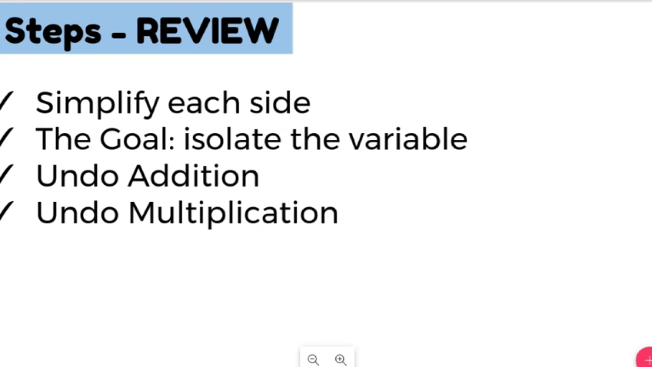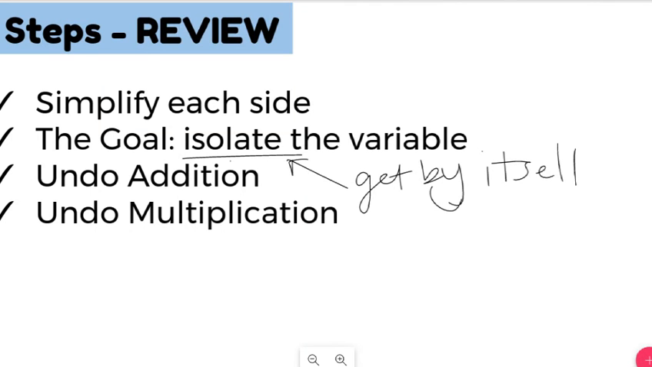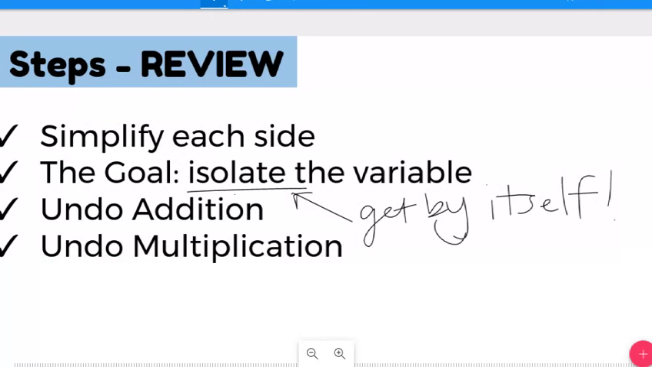First step is to simplify each side. Second step, remember your goal. We want to isolate the variable. Remember, the word isolate just means get by itself. Okay. Undo the addition, and then finally, finally undo the multiplication.